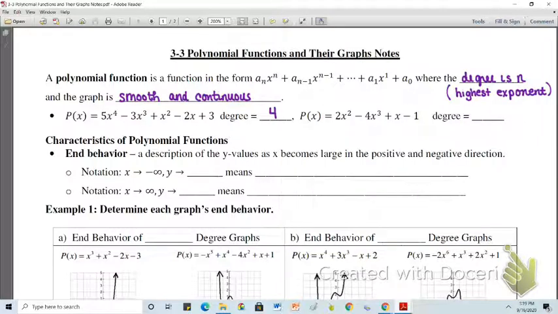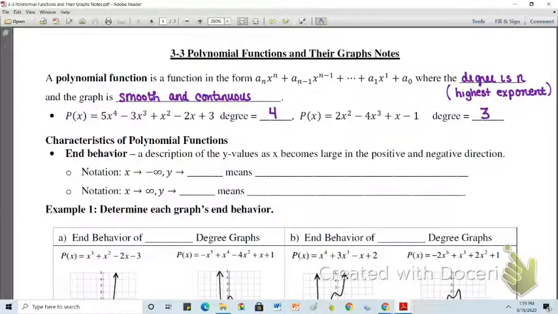If I look at the second one, this one is not written in standard form and would be one that I would require you to rewrite in standard form. And so I'm looking for my highest exponent. It is 3, so this is a 3rd degree polynomial.